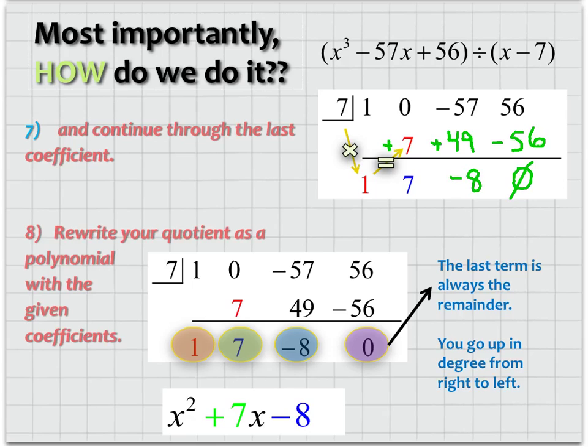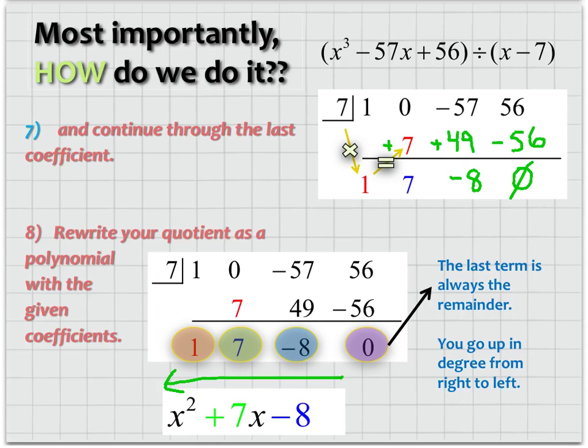From there, we increase in degree from right to left, which means the next will be the constant term, then the linear term, then the quadratic, and if I had more, it would be cubic, quartic, quintic, and so forth. So these represent the coefficients of those terms. So the last term is always the remainder. This is the coefficient of my constant term, which just means it's my constant term. Then since I have 7, the coefficient of my linear term is positive 7. And then the 1 represents the coefficient of the quadratic term, which is just going to be 1x squared.